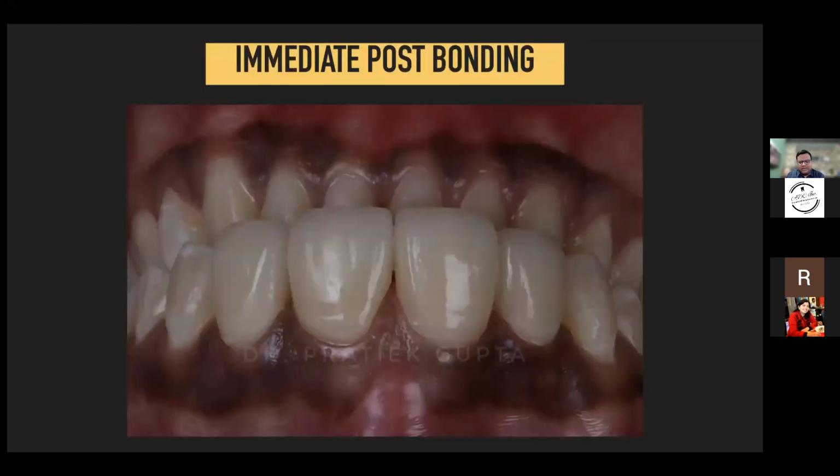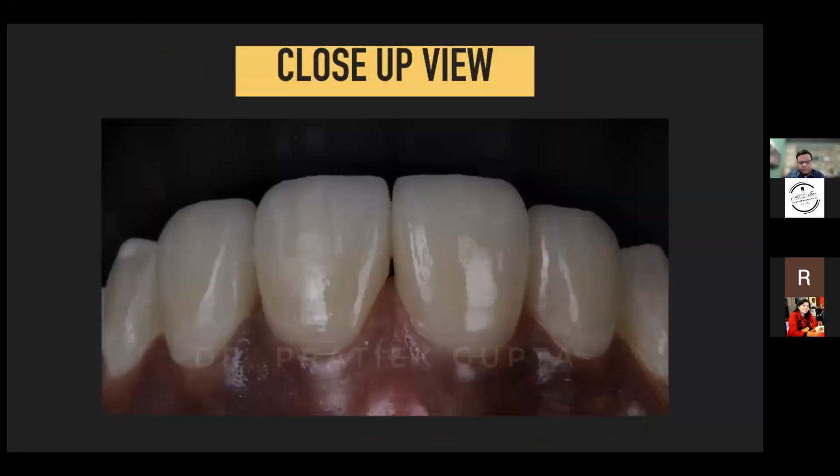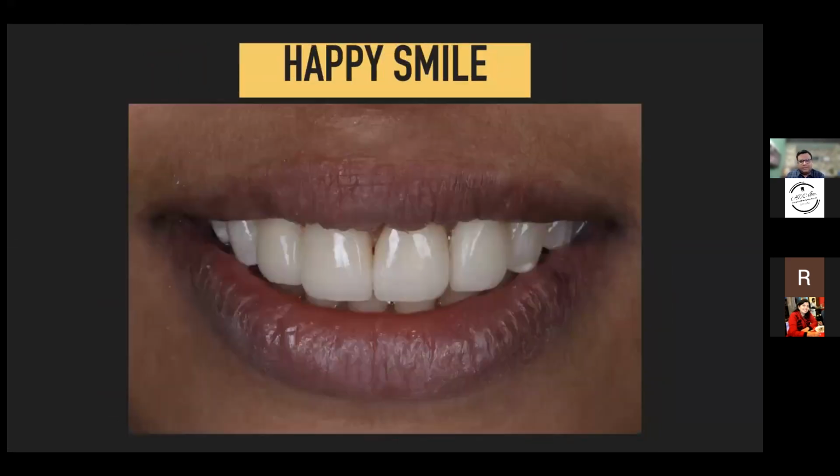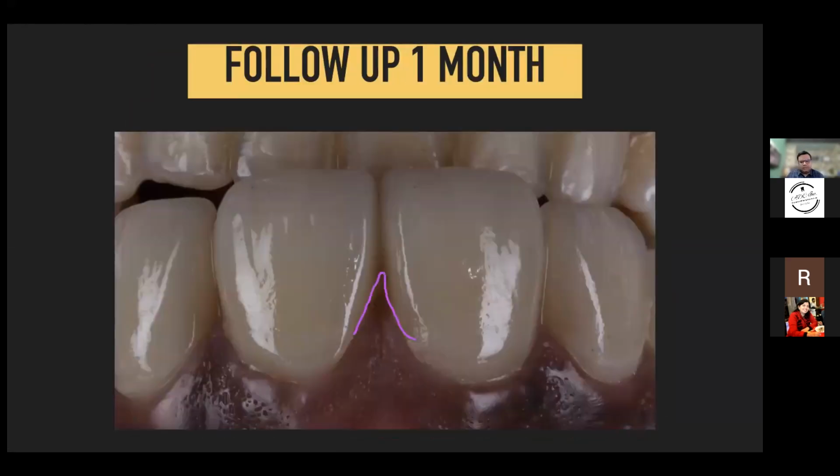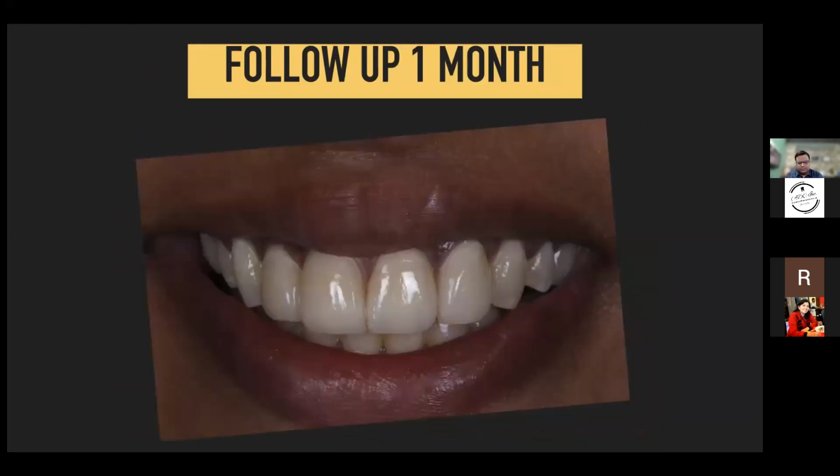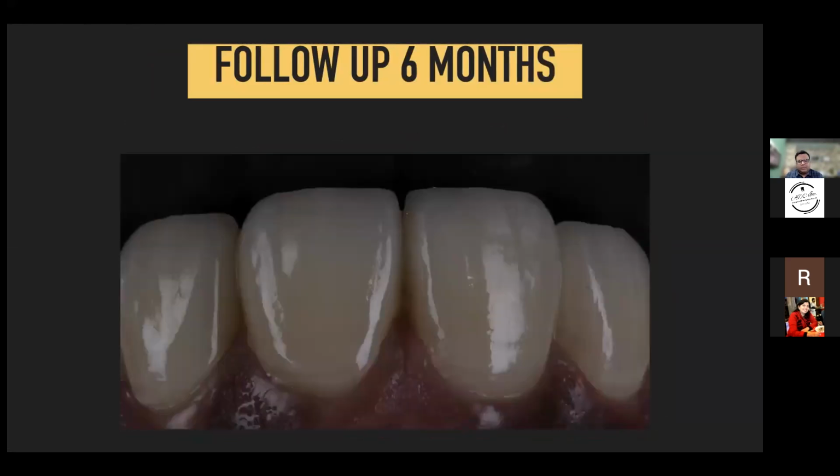This is immediately post bonding. This is a close-up view. That's the happy smile. Now you see a follow-up after 1 month. Even this little dark triangle that you can see there, the gingiva just creeps in so nicely. Just 1 month. Look at that. And now she has a very confident smile from a shy smile that she had.